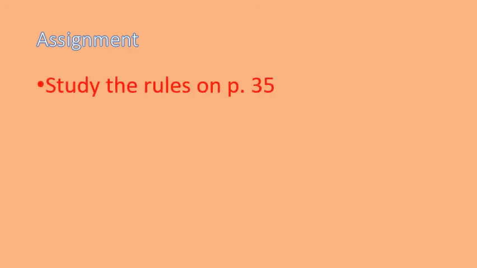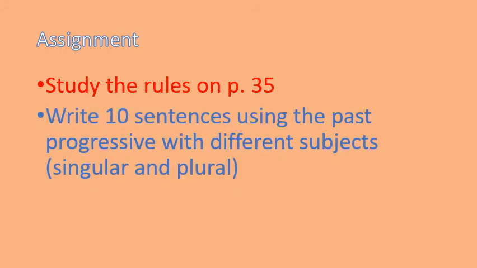This is the end of the introduction of the lesson, past progressive tense. What do we have to do as an assignment? We should study the rules on page 35 in our book, and we should also write 10 sentences using the past progressive with different subjects. Different subjects, I mean singular, plural, I, you, they. We can add also nouns to our sentences, and they should be various, different, singular and plural. And that's all for today. Thank you.